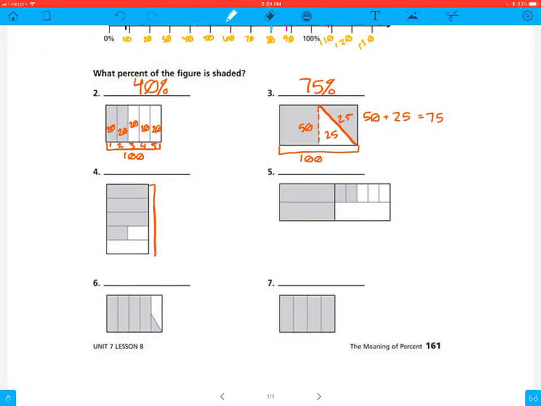Now I have a vertical rectangle. I need to make sure that I count these. 1, 2, 3, 4, 5. Okay, so 100 divided by 5, that's 20. 20% for each of these. But wait, this one is a little bit different because it has a line that's cut in half. So I have to think, what's 20 cut in half? That's 10. So 20, 40, 60. Well, I can't do 80, but I can do 70 because it's half of that.